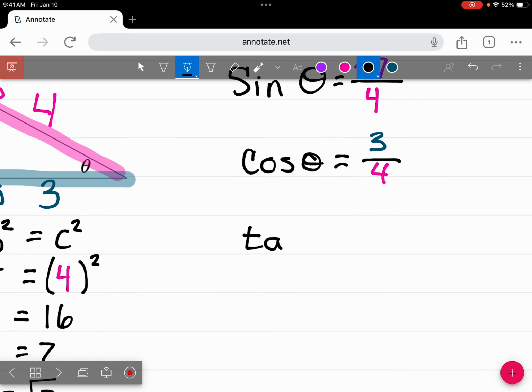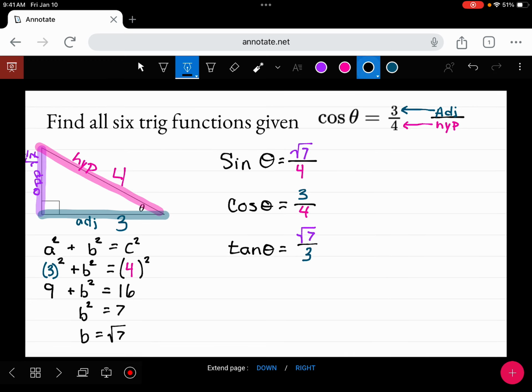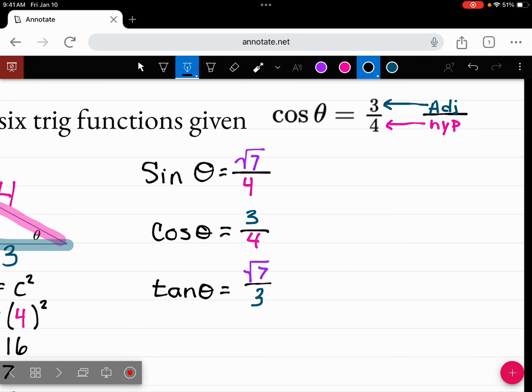Tangent. TOA. So we've got opposite over adjacent, right? So our opposite, that's our square root of 7, over our adjacent, which is 3. Okay? To find our other 3, we're going to use the fact that they're reciprocals of each other.